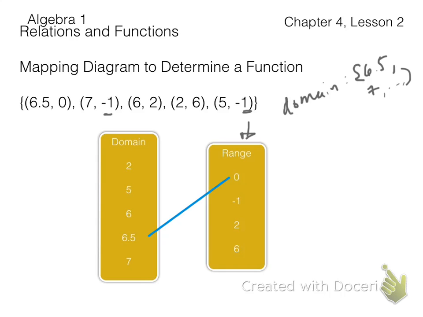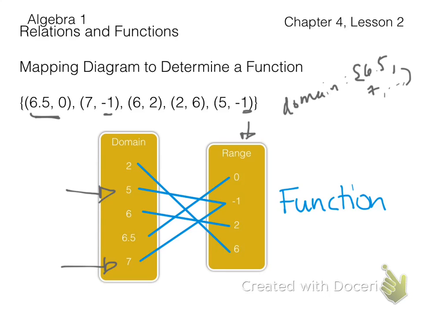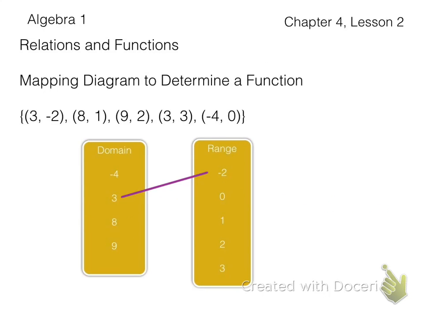And then I'm going to connect the domain values with the range values they're associated with using a line. So I've already done 6.5 and 0. Then I have 7 and -1, 6 and 2, 2 and 6, and 5 and -1. So it's totally okay that 5 and 7 share the -1. It would not be okay if 5 went to two other range values though. So this is actually a function. Yay, function. Okay, so here's another example. See again that I haven't done any repeats. You see how there's two 3s here in the range?